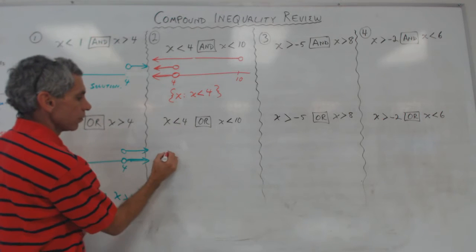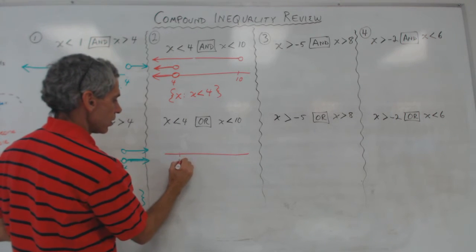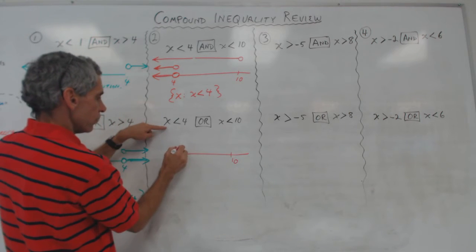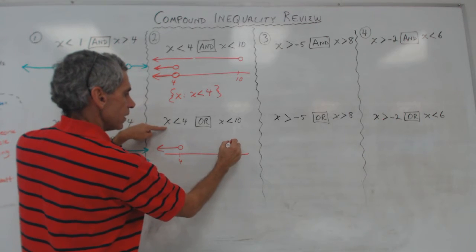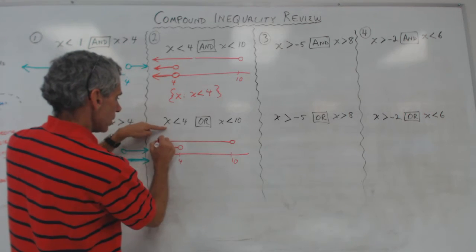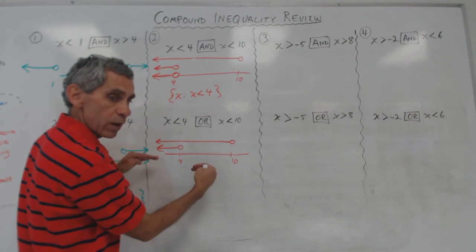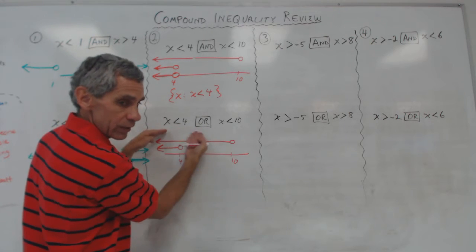Now with the "or", I'm going to draw my number line again, and I have 4, and I have 10, and it says x is less than 4, x is less than 10. Okay? Now, I'm going to bring down to this number line what is possible. Or means everything that's written here is possible.